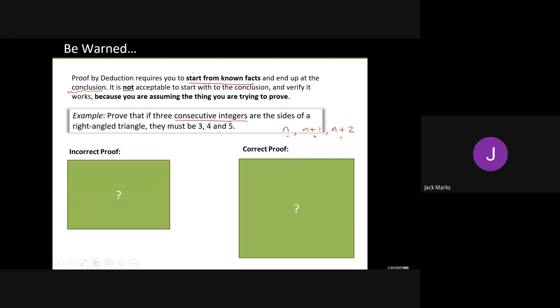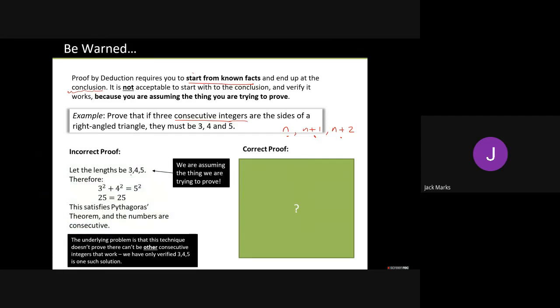They must be 3, 4, 5. So sometimes people will do something like this. They will start with 3, 4, 5, and they will show that it works. But this is what we were trying to prove. So it's been done the wrong way around.